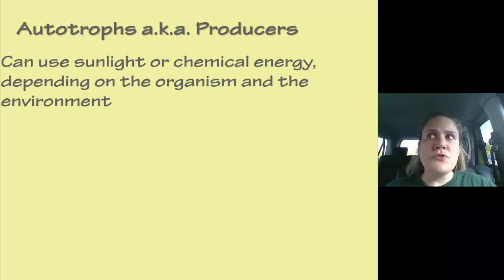Okay, so autotrophs or producers are going to use either sunlight or chemical energy, and it depends on what the organism is, and it depends on its environment. So a plant is going to use sunlight. Bacteria down in a thermal vent in the bottom of the ocean is going to use the inorganic chemicals that are there.